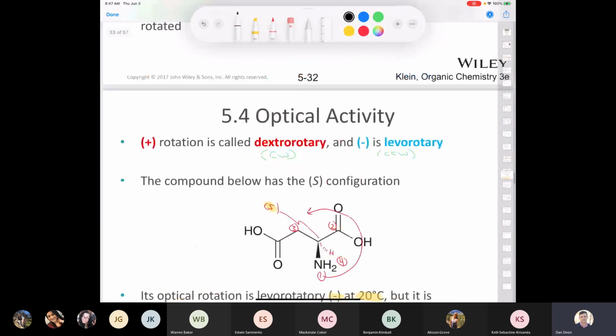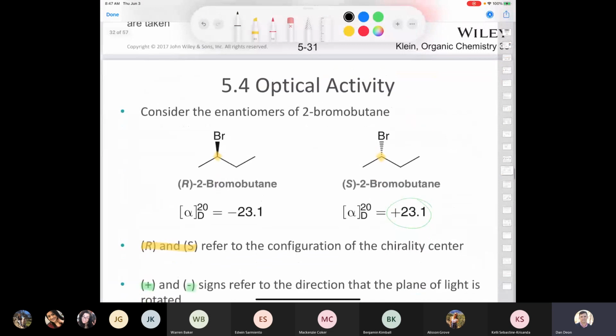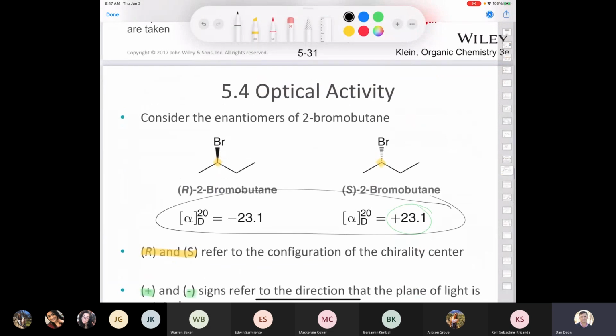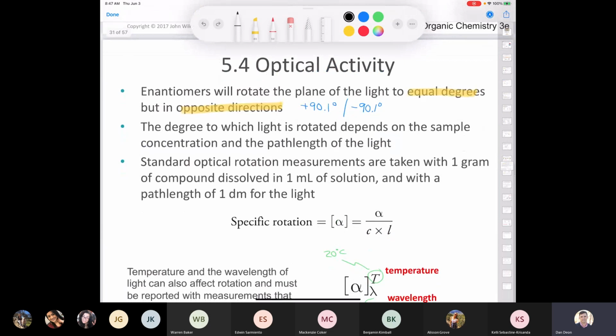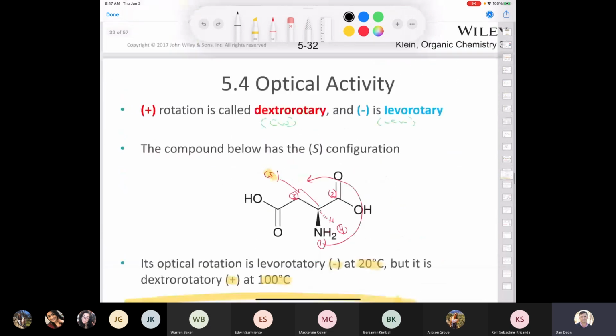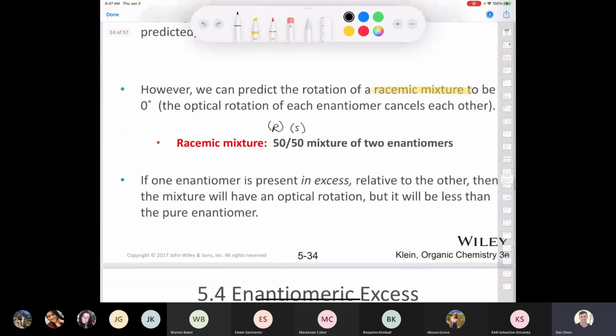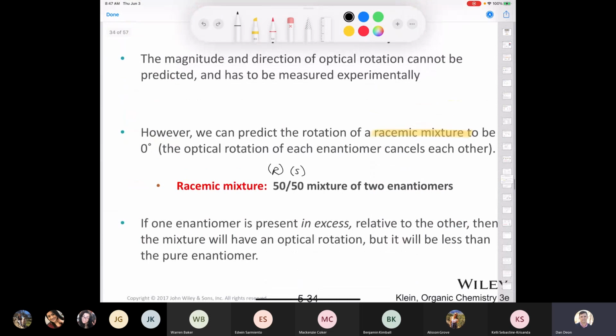Well, if we go back to what I told you a few minutes ago, R and S are going to rotate plane polarized light in the same amount, but in opposite directions. I showed you here, and I gave you another example here. Well, what do you think is going to happen if you have a 50-50 mixture of one that rotates plane polarized light in one direction, and the other one rotates it in the opposite direction? They cancel each other out, okay? So if you have a racemic mixture, which is an equal mixture of R and S, they cancel each other out, all right?